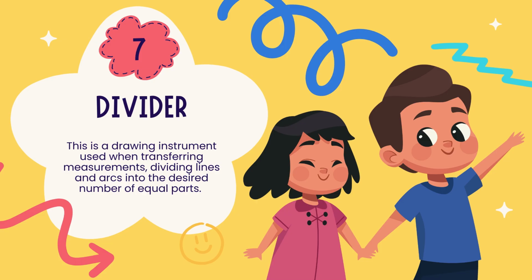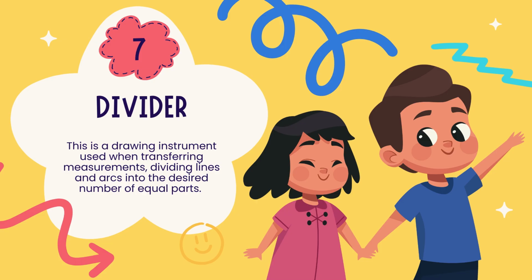Divider. This is a drawing instrument used when transferring measurements, dividing lines and arcs into the desired number of equal parts. A divider and a compass look similar because both have two legs joined at the top, but they serve different purposes in drafting. Compass.